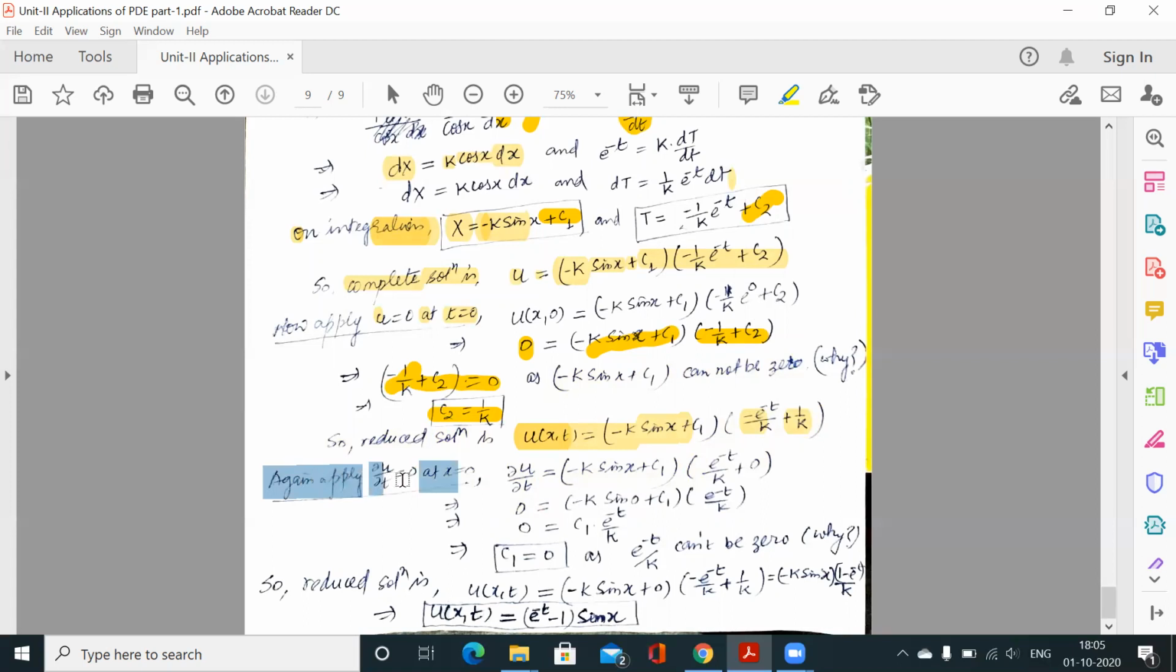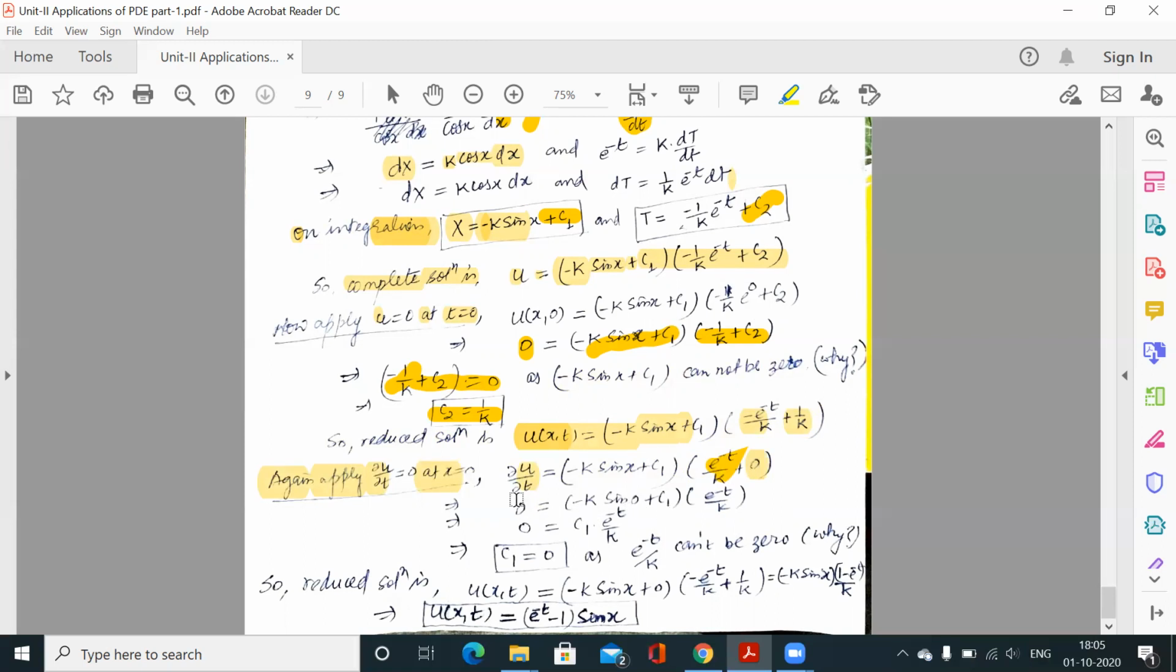Now our second condition is also here. It is del u over del t is 0 when x is 0. So first we have to get del u over del t. So del u over del t means differentiate this solution with respect to t. So minus k sin x plus c1, and this is the t term. So e to the power minus t, what is the differentiation? Minus e to the power minus t. So again we already have a minus, so minus into minus is plus. So e to the power minus t by k, plus 1 by k is constant, so its differentiation is 0.